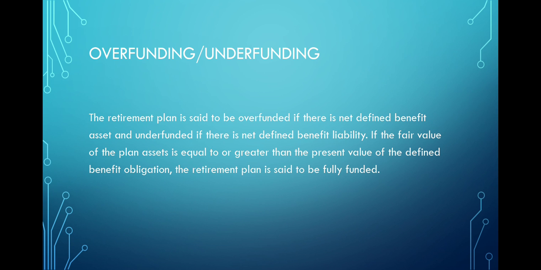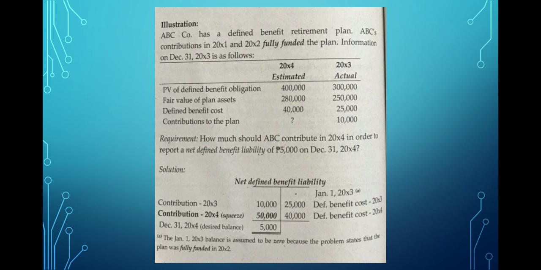Overfunding or underfunding. A retirement plan is said to be overfunded if there is a net defined benefit asset, and underfunded if there is a net defined benefit liability. If the fair value of the plan assets is equal to or greater than the present value of the defined benefit obligation, the retirement plan is said to be fully funded. So we have an illustration here.